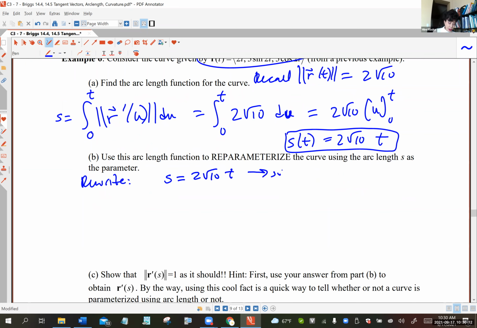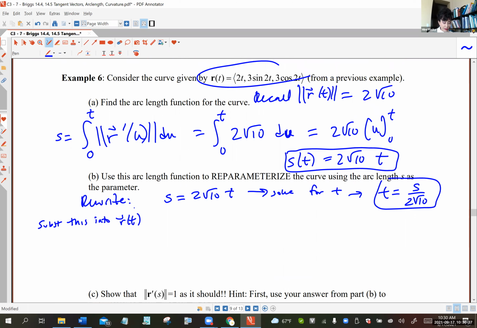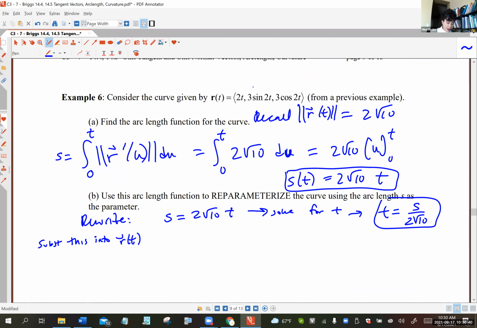And then what I'm going to do is solve this little formula for t, which is pretty easy because we'll just divide both sides by 2 square root of 10. So what do we have now? t is s, the arc length, all over 2 square root of 10. And then you'll substitute this into r of t. In other words, look at your r of t vector valued function up here. Everywhere you see the letter t, and I see it happening 3 times, you want to substitute s over 2 square root of 10.